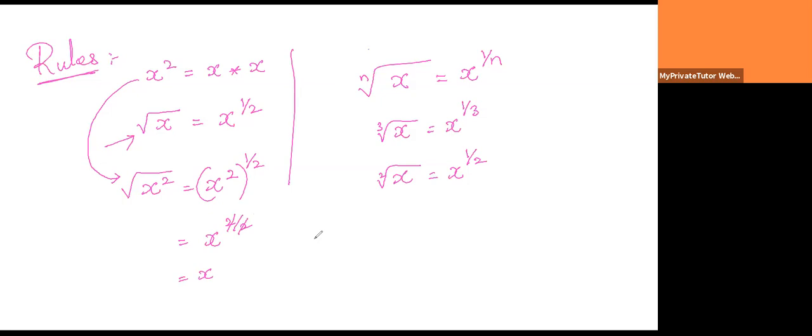Okay. You might have a question: how does the square root of 9 become 3? Because the square root of 9 in a sense is the square root of 3 square, and then we just get rid of the square root. What will happen?